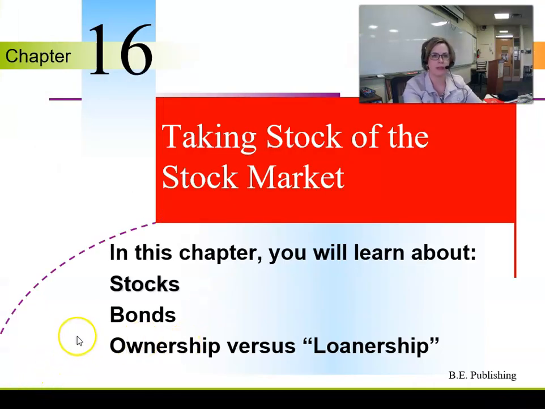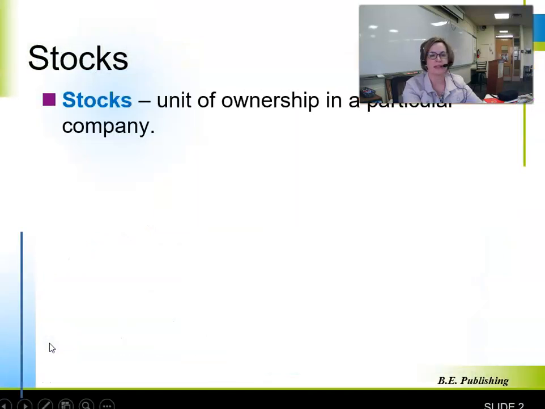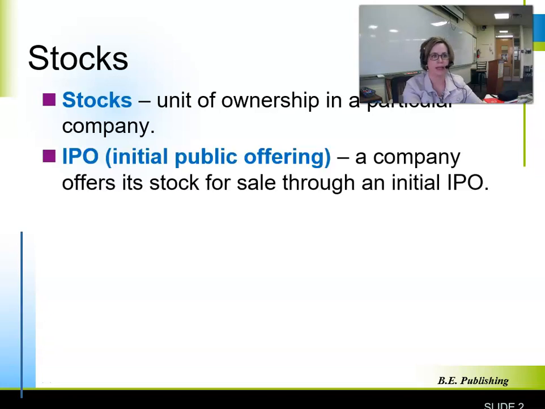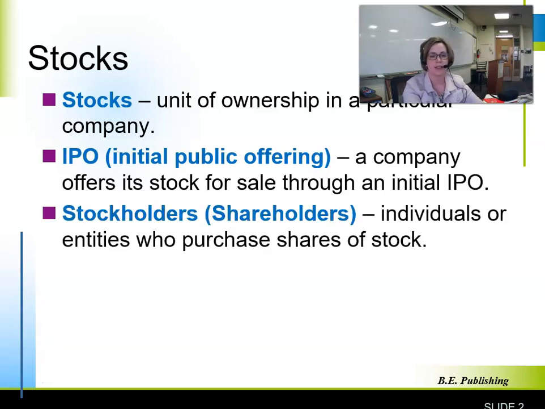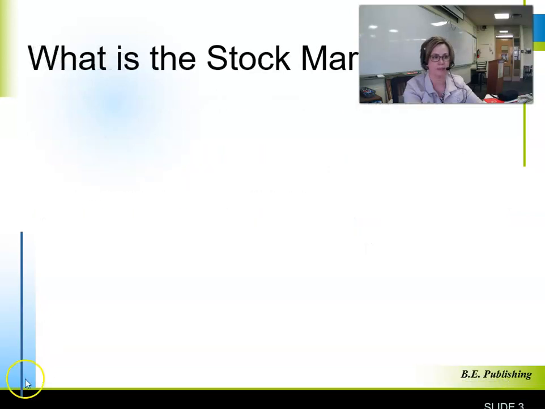In this video, I'm going to be covering stocks and bonds. Stocks represent a unit of ownership in a particular company. An IPO, or an initial public offering, is when a company first offers their stock for sale to the public. Shareholders or stockholders are individuals who purchase shares of stock.